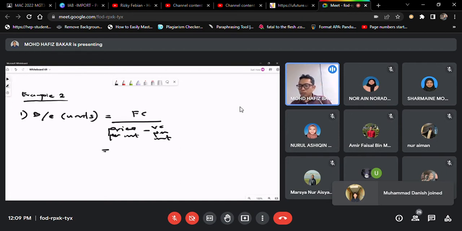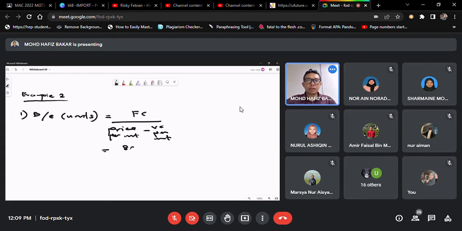Okay, so kita tengok soalan balik. So apa dia punya information? Example 2. So the fixed cost is 80,000 ringgit, 80k. Price per unit is RM1.50. Harga jualan dia RM1.50. And variable cost per unit is RM1.